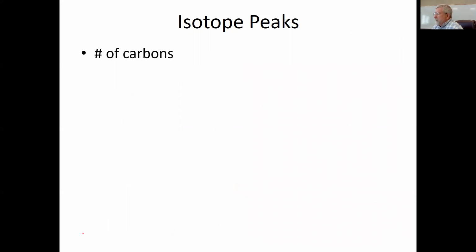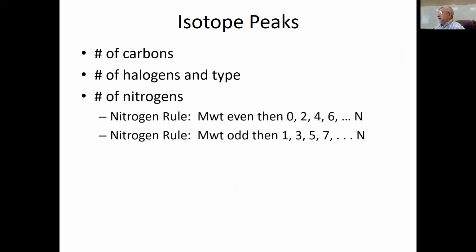A couple things that we can get from the isotope peak: we can figure out how many carbons are in an unknown compound. We can figure out the number of halogens and their type, particularly chlorine and bromine. There's something called the nitrogen rule, and it can tell us something about the number of nitrogens in a structure. If the molecular weight, the M peak, is even, then you have either 0, and that's usually the case, or you could have 2, 4, 6, an even number of nitrogens.